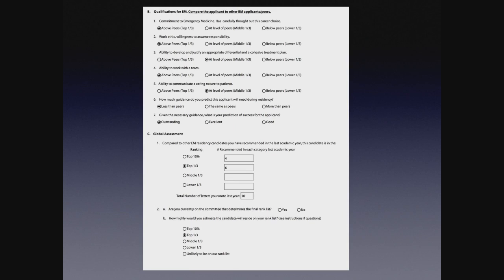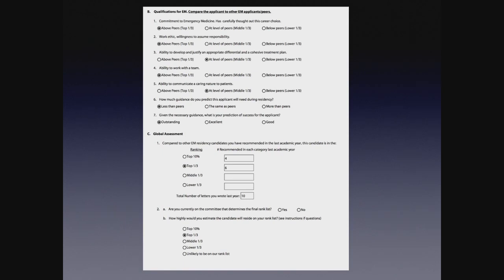The global assessment is important because this gives the letter writer the opportunity to say, top 10%, this person is a rock star. I will say, don't be alarmed by the mid to lower third. There's a ton of discussion that happens amongst academic EM people, because we recognize that lower third doesn't mean you're not going to be a good doctor. It just means compared to the applicant pool, how do you suss out: are you the top 10% of the applicant pool or the bottom third?